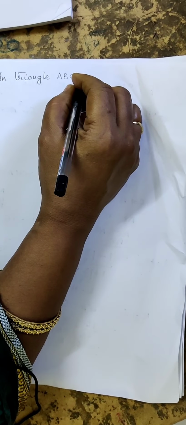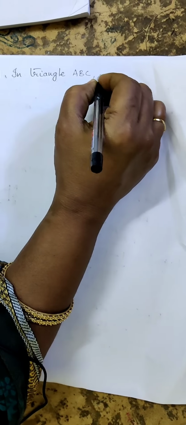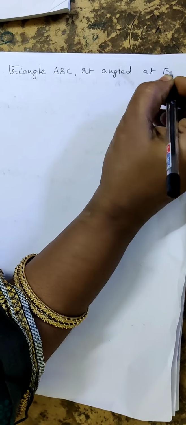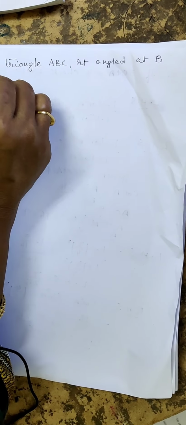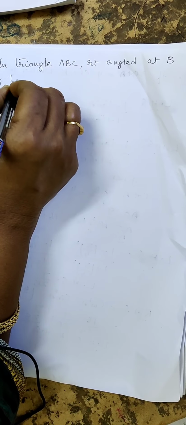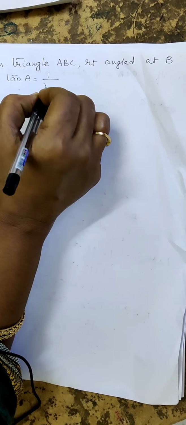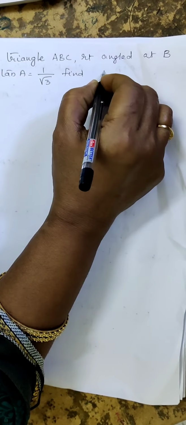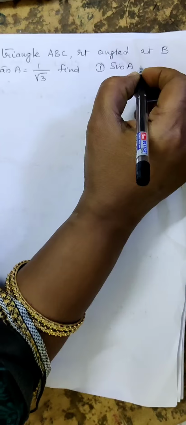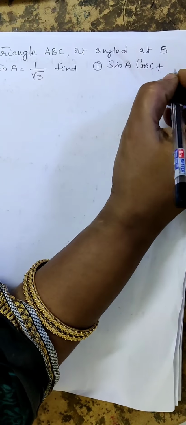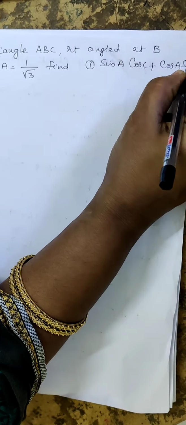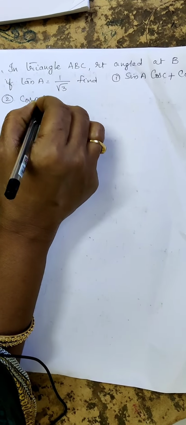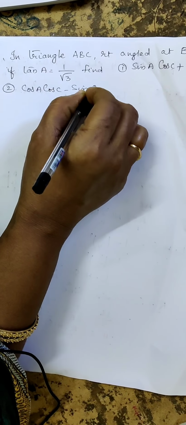In triangle ABC, right angled at B, if tan A is equal to 1 by root 3, find: number 1, sin A cos C plus cos A sin C. Number 2, cos A cos C minus sin A sin C.